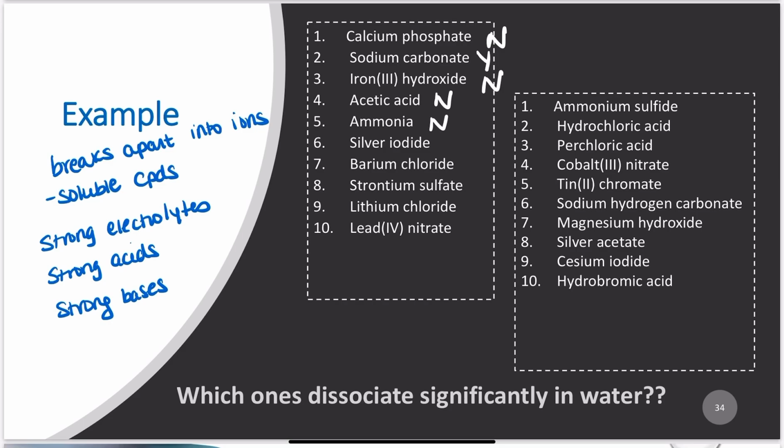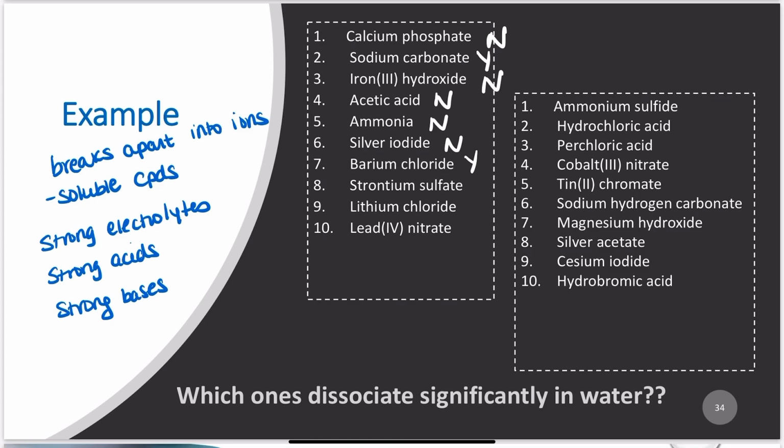Silver iodide. Iodide is usually soluble in water, but one of the exceptions is silver compounds. Silver iodide is not going to dissociate significantly in water. Barium chloride. Chlorides like to dissociate in water. The exceptions are copper +1, silver, mercury 1, and lead 2+. So yes, this will dissociate significantly in water.